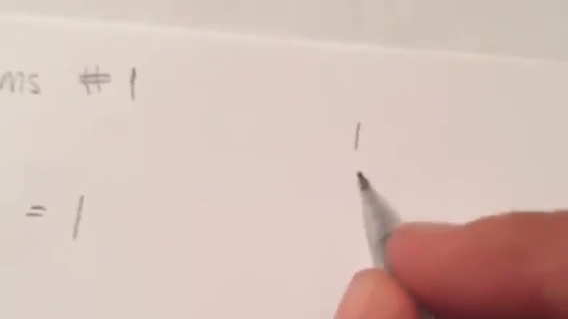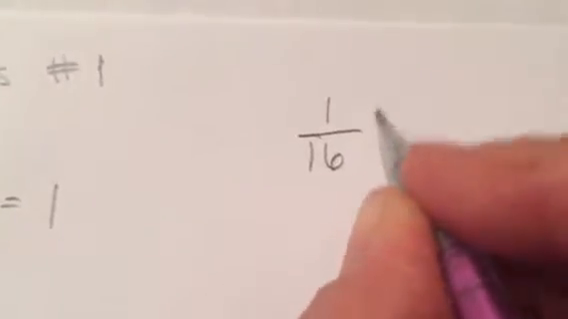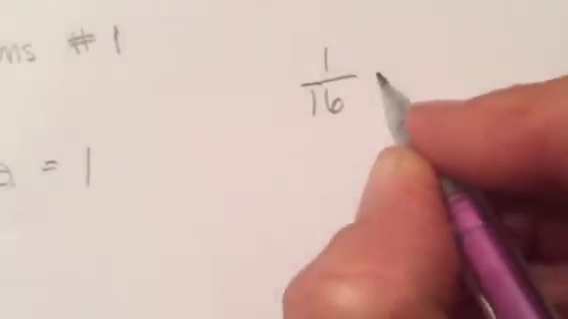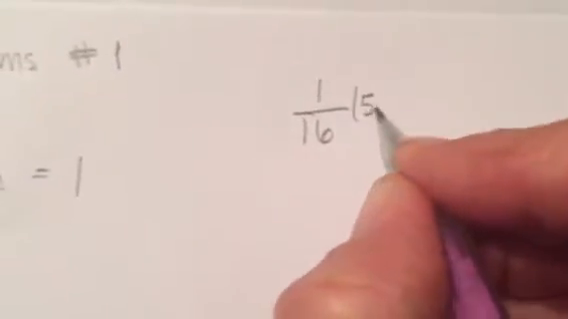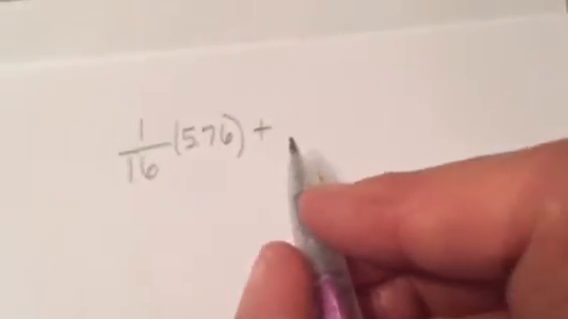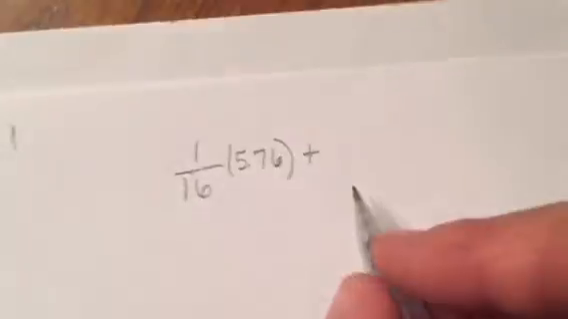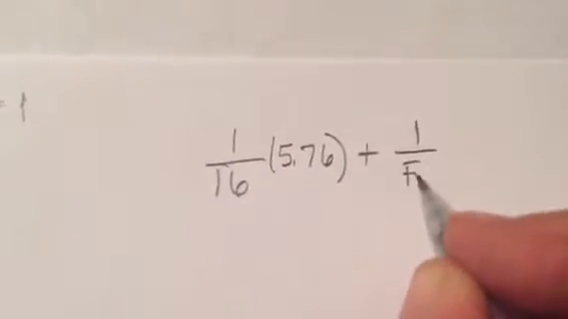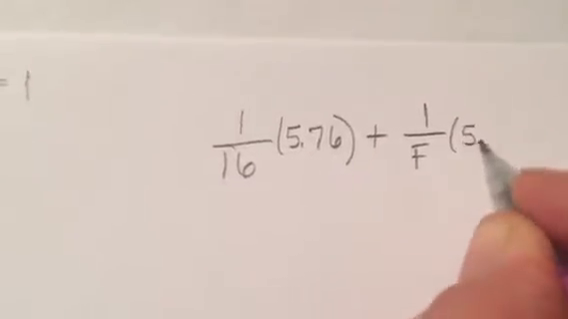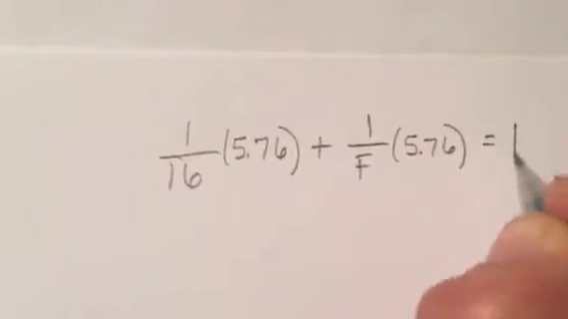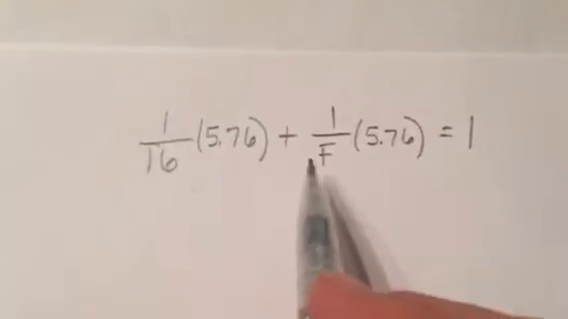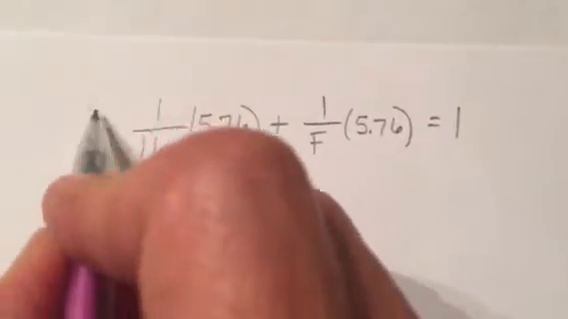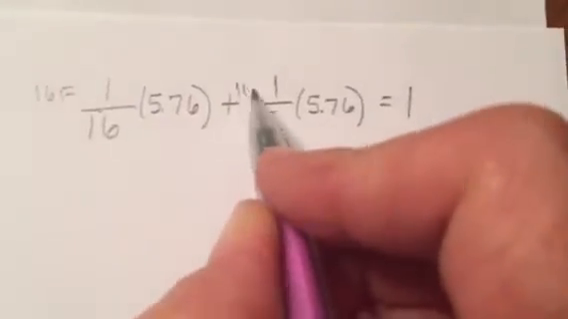I always start out the same. This is Crystal, and normally I would do a T, but they already told me the time. It took them together 5.76. Then a friend came along. I'll call her F for friend again, and that's what I'm trying to figure out. How long does it take the friend alone times the time? And it always equals 1. My common denominator now is 16F, so I'm going to multiply everything by 16F.